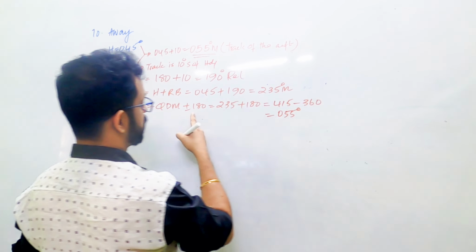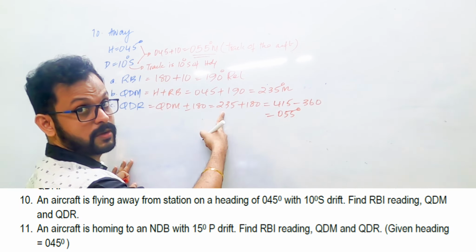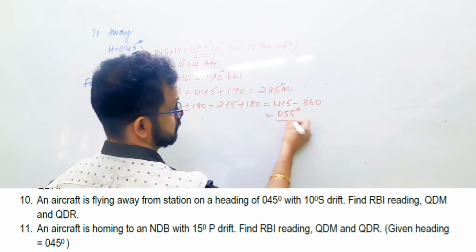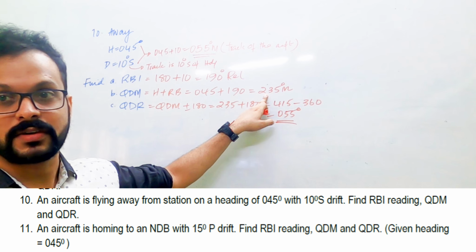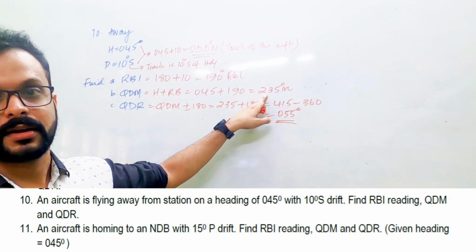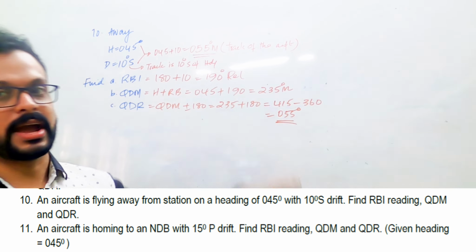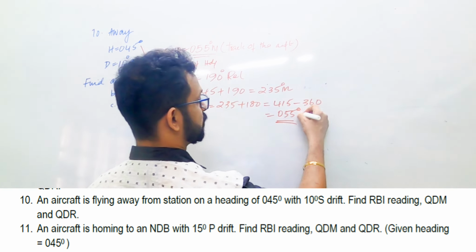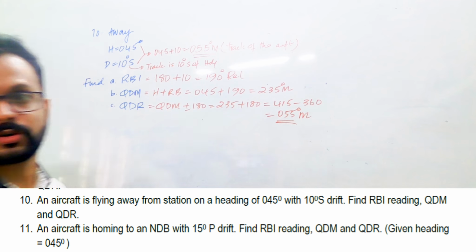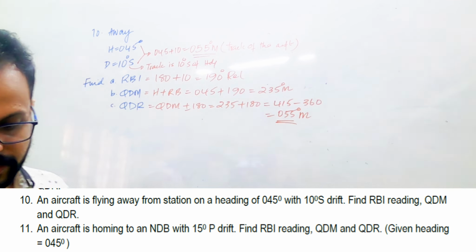Magnetic. You can simply subtract 180 from 235 also. That'll give you the answer straight. So usually if the QDM is more than 180, it's always easier to subtract 180. If the QDM is less than 180, you can probably add. Either way you'll get the answer. 055 magnetic is the magnetic track from the station, or the QDR. Right?